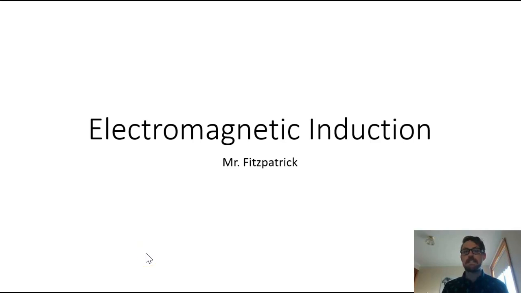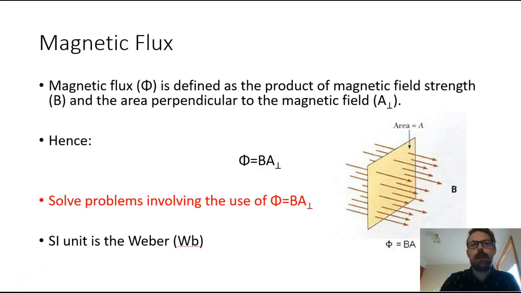So today we're going to have a look at electromagnetic induction. Now a big part of this firstly is magnetic flux. Magnetic flux is the product of the magnetic field strength multiplied through a certain area. Flux just means how much of something is passing through a certain area. If we're talking about magnetic flux, it's just the area times the magnetic field strength.